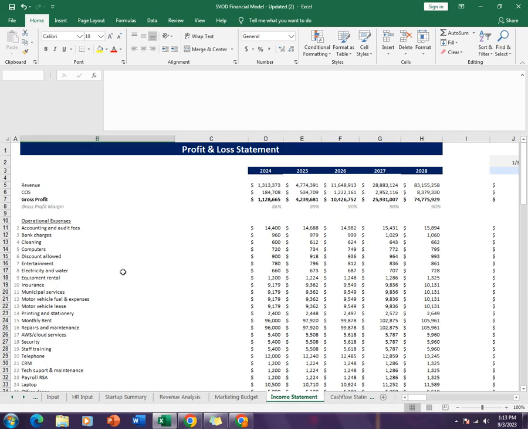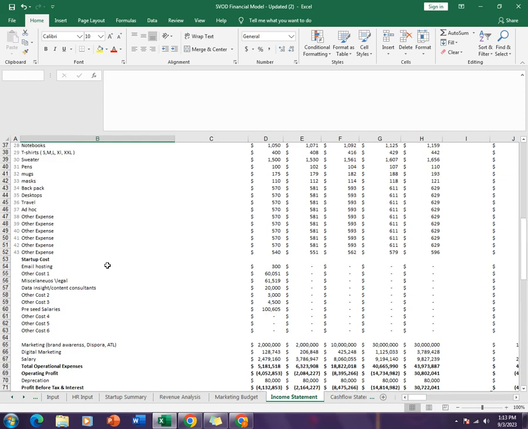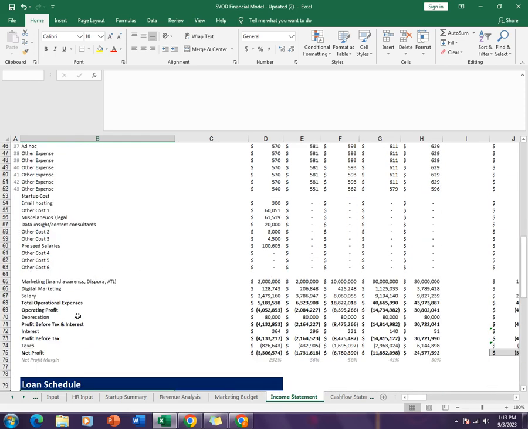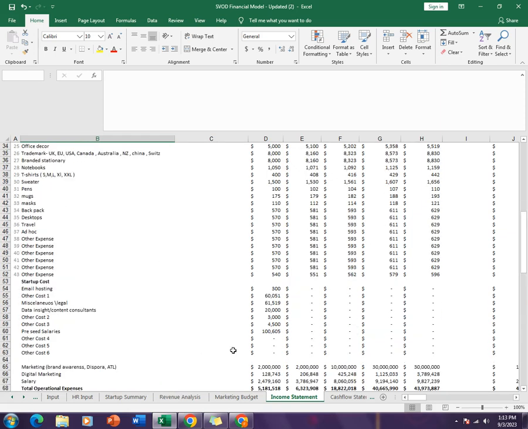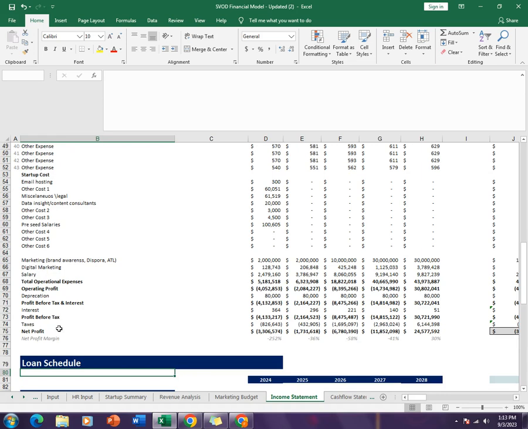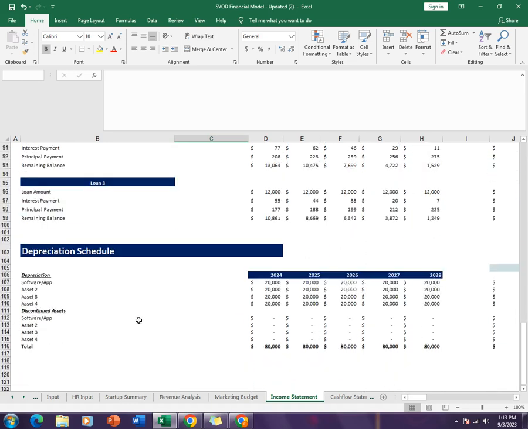Then comes the income statement. The income statement tells you about the net income of the company after its expenses, its EBITDA, after its depreciation, taxes, and interest being cut off, the total net profit left to the company. It also tells you about the loan schedule as well as the depreciation schedule separately in this sheet.